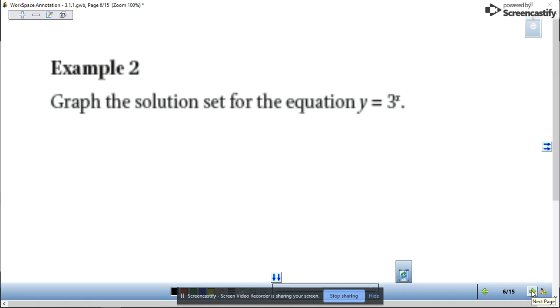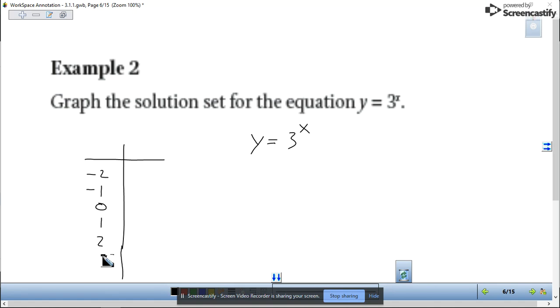Graph the solution set for y equals 3 to the x power. Now, this is a little bit easier in terms of the fact we don't have to move anything around, but it's a little bit trickier because it's not linear. Okay? So what I would like us to do is think about some possible solutions to this. So let's start by setting up a t-chart, and I'm going to put 0 kind of here in the middle. We're going to see what happens as we go on either side of that.